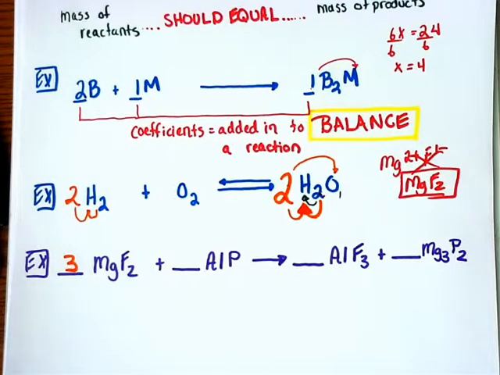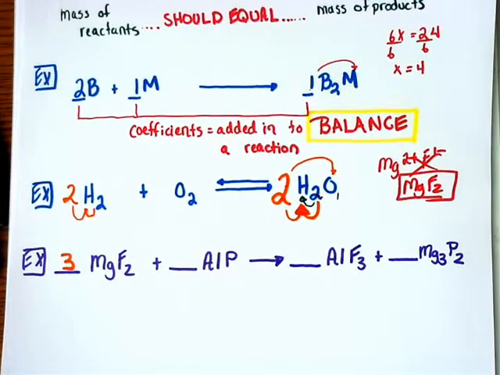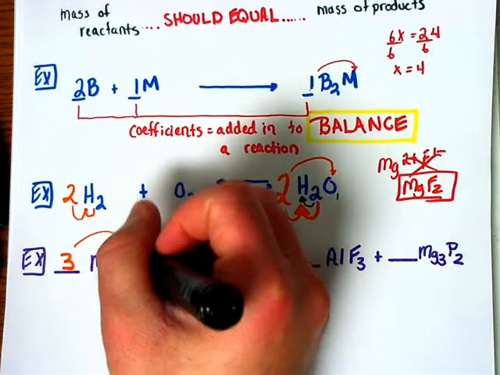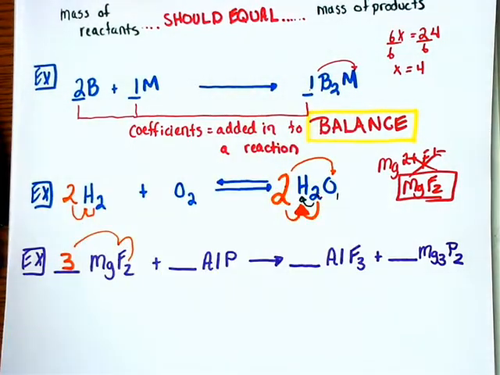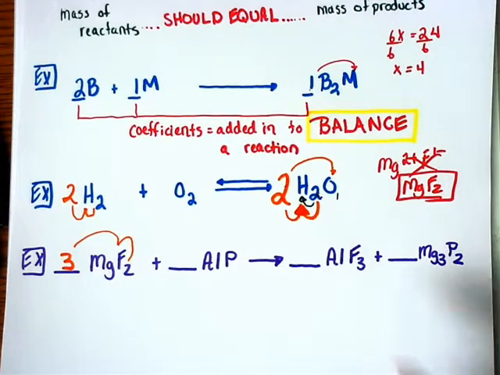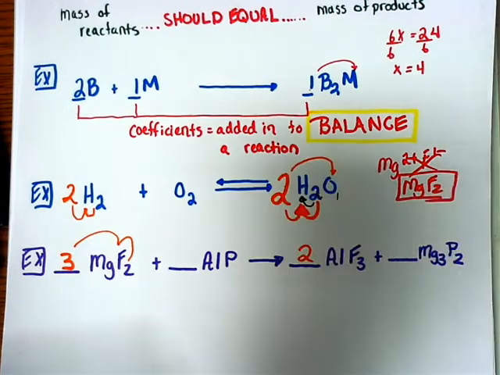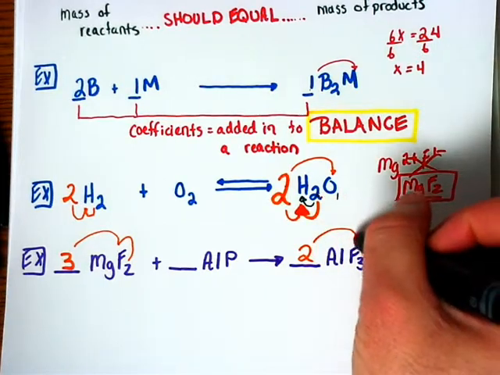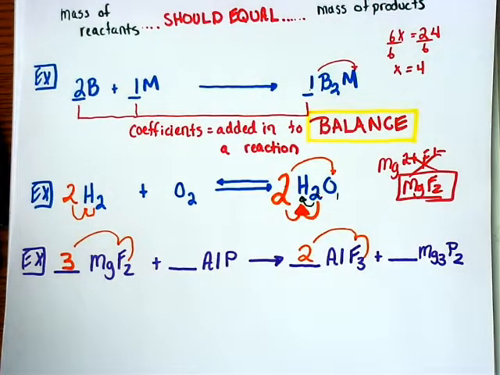How many fluorines are there now on the left-hand side? There's 6. There used to be only 2, but now you've got 6. So a fix for that would be to make sure you have 6 fluorines on the right side. So Diego, what number do I need to put in front of this AlF3 right there? A 2. Great. That makes how many fluorines on the right-hand side? 6, just as you're supposed to have.